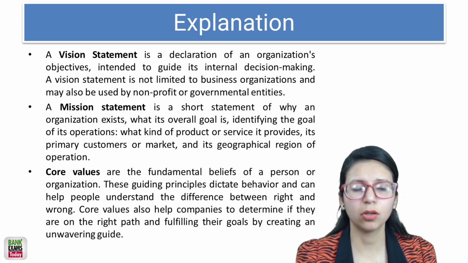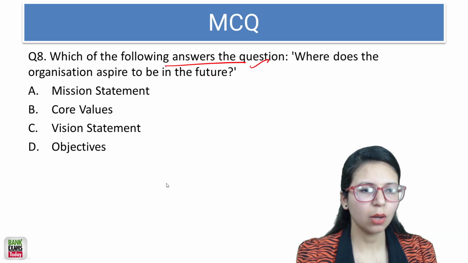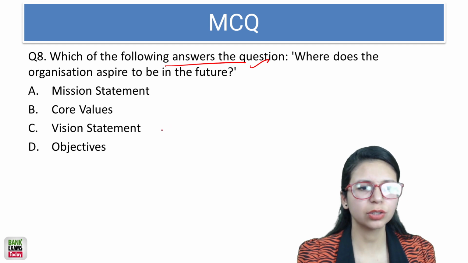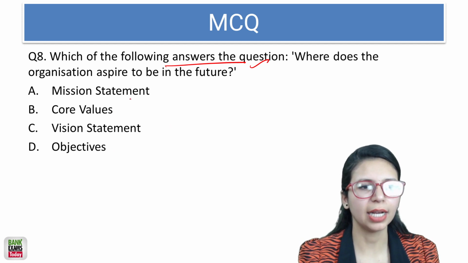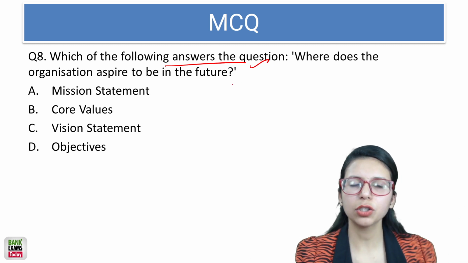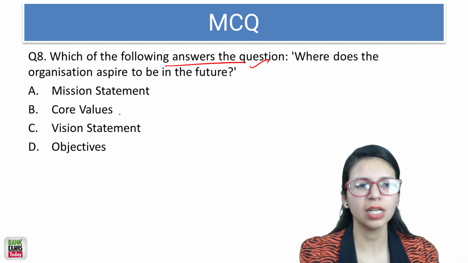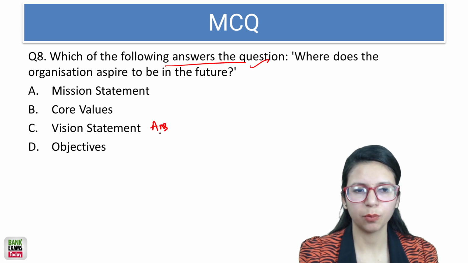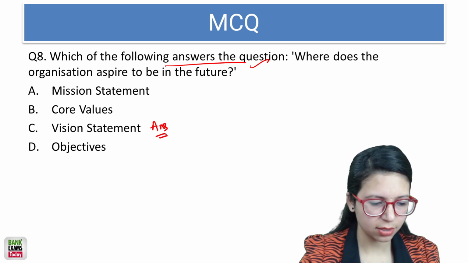Now the organization employees has. So now the answer to this question, objectives, is very simple, you know that. Where the organization wants to be, aspires to be in future, is the vision statement. Vision statement is your answer here.